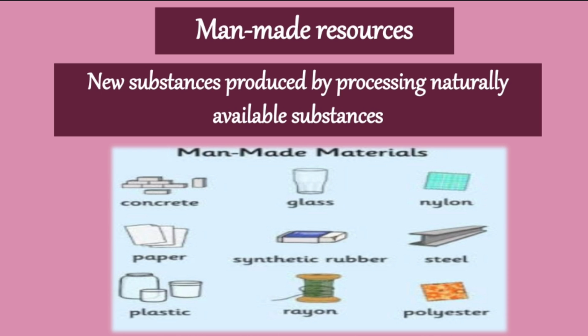There are a great many such man-made substances that we use today. So how can we define man-made substances? We can define them as new substances produced from the processing of naturally available substances. These are called man-made substances. Examples of man-made resources are concrete, glass, nylon, paper, synthetic rubber, steel, plastic, rayon, polyesters, all of this.